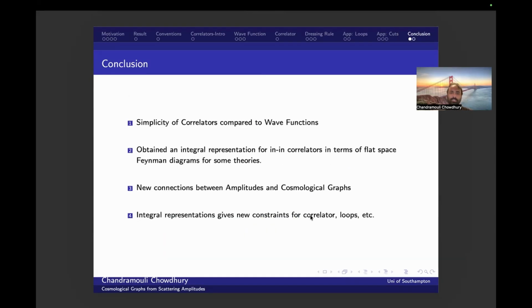Good, so now I'll conclude. I hopefully have convinced you in the last 20 minutes that there's some simplicity of the correlation functions as compared to wave functions. And there are very nice integral representations which hold for in-in correlation functions in terms of flat space Feynman graphs, at least for some theories. And this actually has allowed us to see some new relations between amplitudes and cosmological correlators.